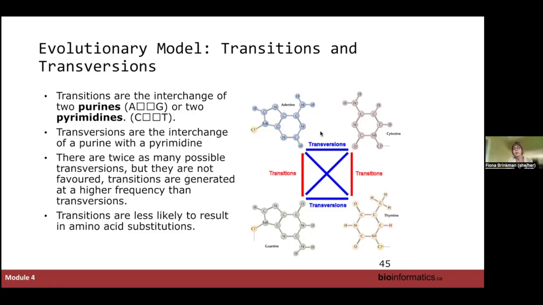So basically, you have transitions and transversions. If you remember, transversions are a little more significant a change, and there are actually twice as many possible transversions, but they really aren't favored because they're a much more significant change. So transitions are generated at higher frequency in general.